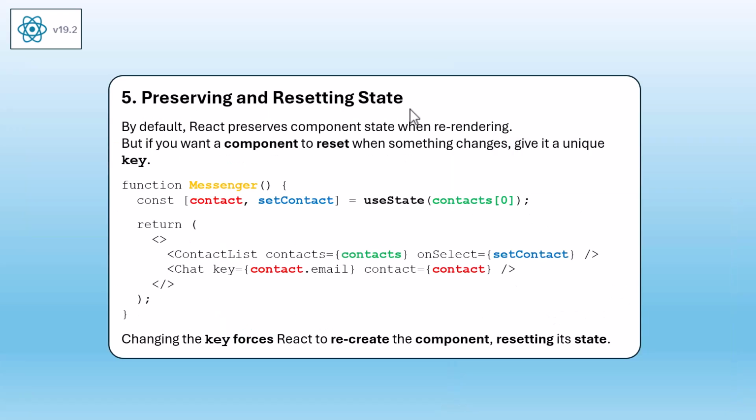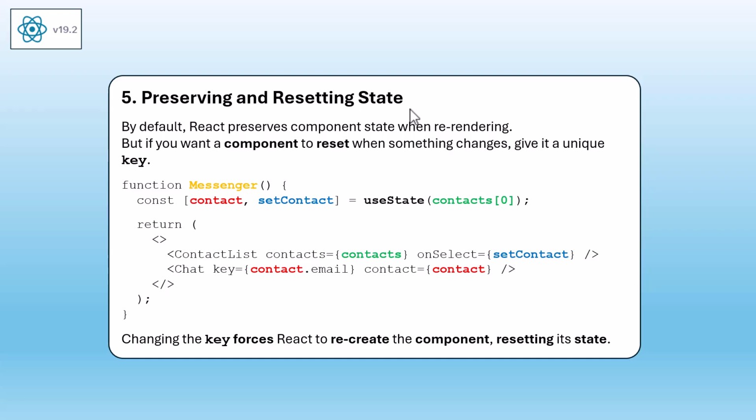5. Preserving and resetting state. Every time a component re-renders, React decides which parts of the user interface to keep and which to recreate. Usually, React automatically preserves the parts that correspond to the same component type and structure. However, there are cases when you might want React to reset a component's state.